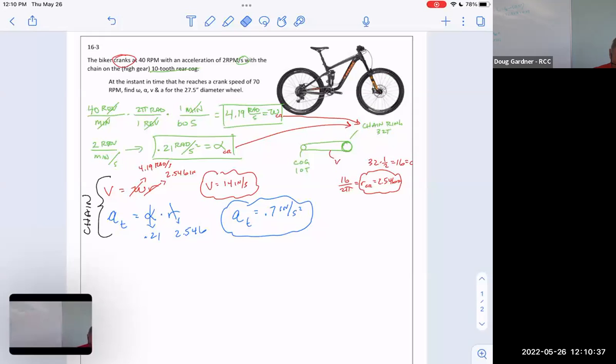So stop and think what that means. Remember, that means he cranked at 40 revolutions per minute, which gave him a speed of 14 inches per second. But then he was increasing his speed by 2 revolutions a minute, which means he's increasing the chain speed by 0.7 inches per second. So what's the speed of the chain? Again, we have to have a snapshot in time. And it said the snapshot in time was when he reaches 70 RPMs.